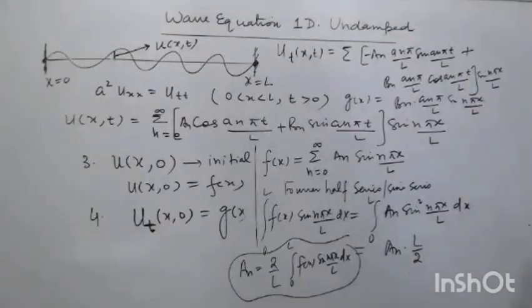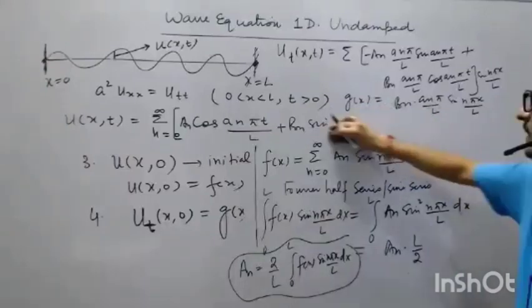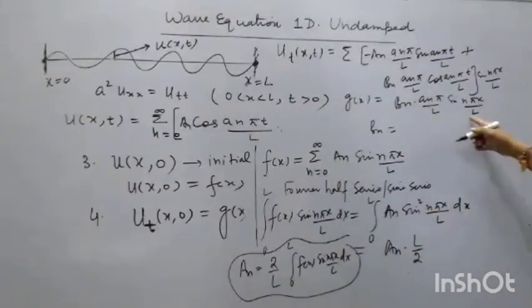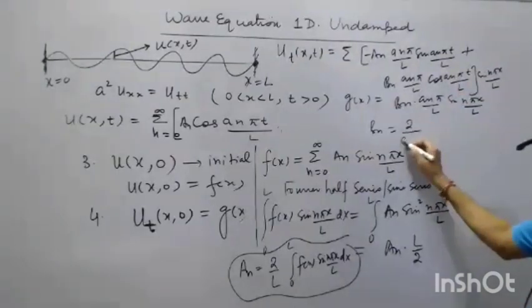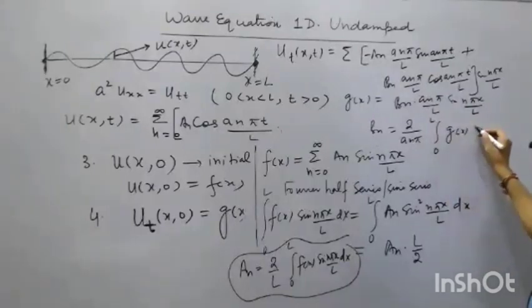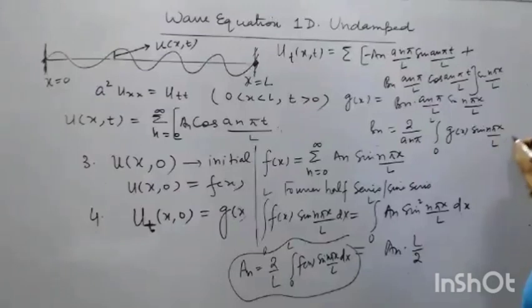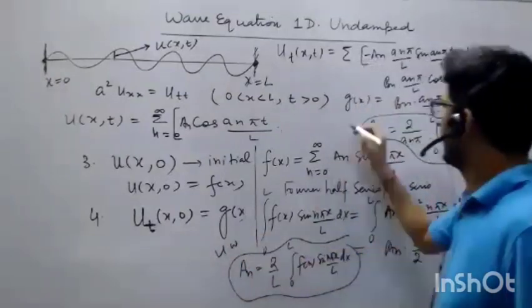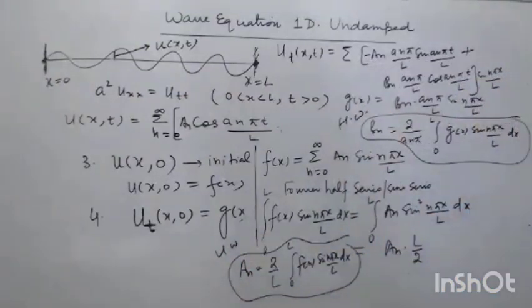So from here, the value of bn, when you integrate it, will again become L by 2, correct? So L and L will be cancelled, so it will become 2 by a n pi integration 0 to L g of x sin n pi x by L dx. So this is the value of bn. So hence the values of an and bn are calculated. Please do this as homework. Simple algebra. So do it as homework to calculate the values of an and bn.